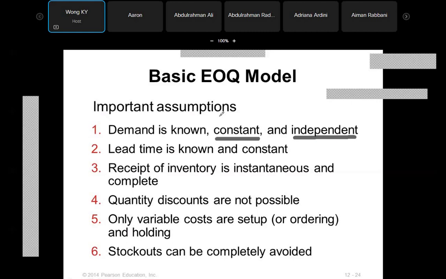Constant. We cannot say, oh, sometimes it's 900 units per year, sometimes it's 1,005 per year, sometimes it's 2,000 per year. We cannot have that kind of scenario. We must assume demand is constant every year. So that is the first assumption.